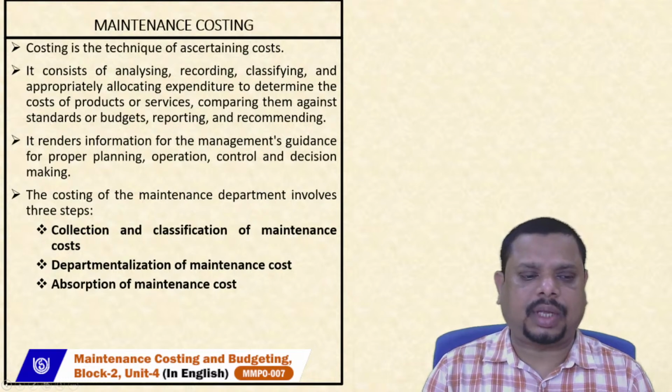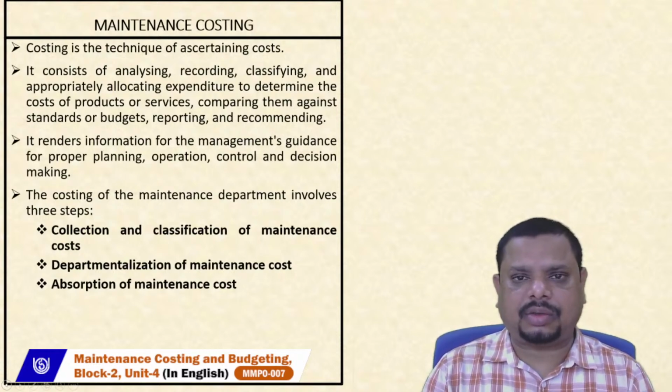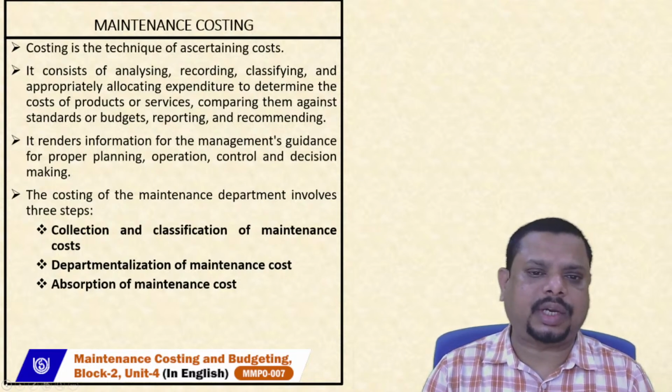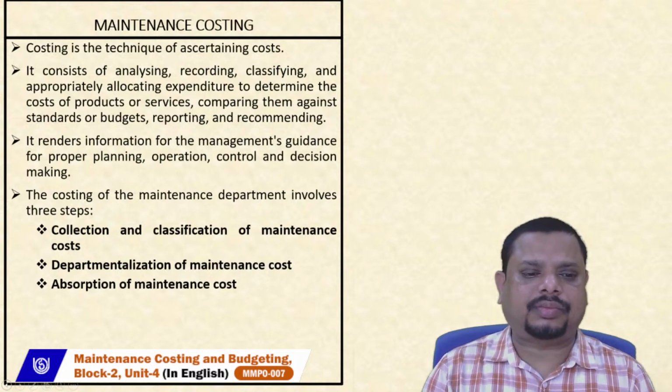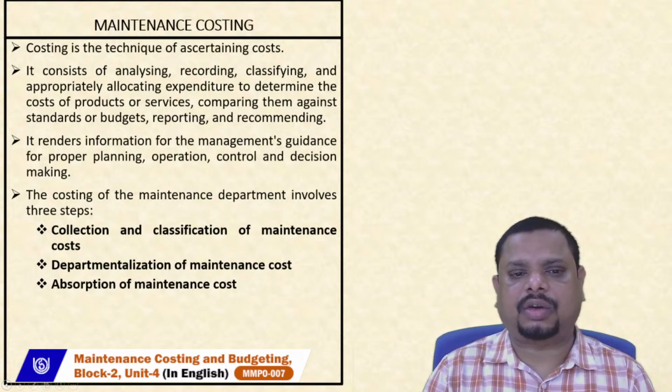So if you go to the costing of the maintenance department, basically there are three steps. The first one is collection and classification of maintenance cost. Then departmentalization of maintenance cost. For example, if you take the case of a steel organization or integrated steel plant, such as a power plant, they have divisions, they have departments, they have sub departments. So in case of divisions, they can directly take the maintenance cost and it is forwarded to the department levels and from department level to the sub department levels. Then absorption of maintenance costs.